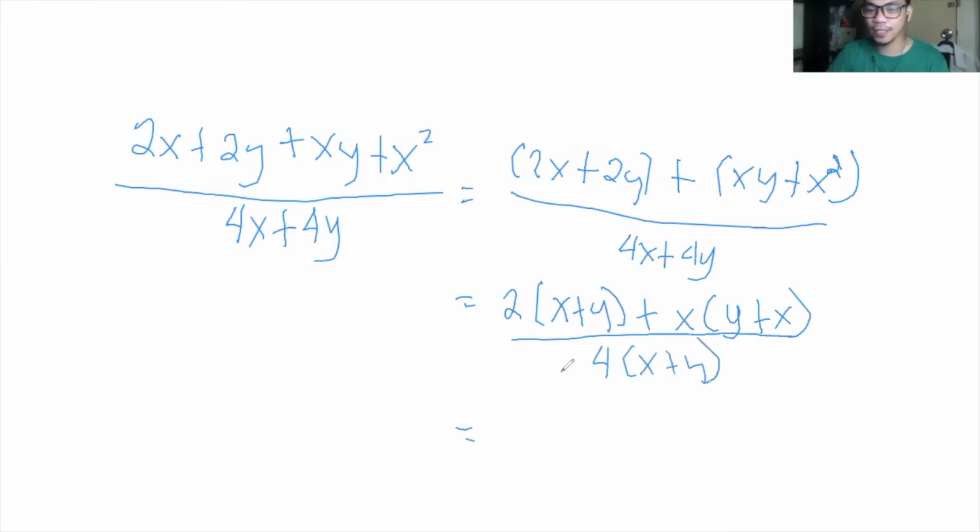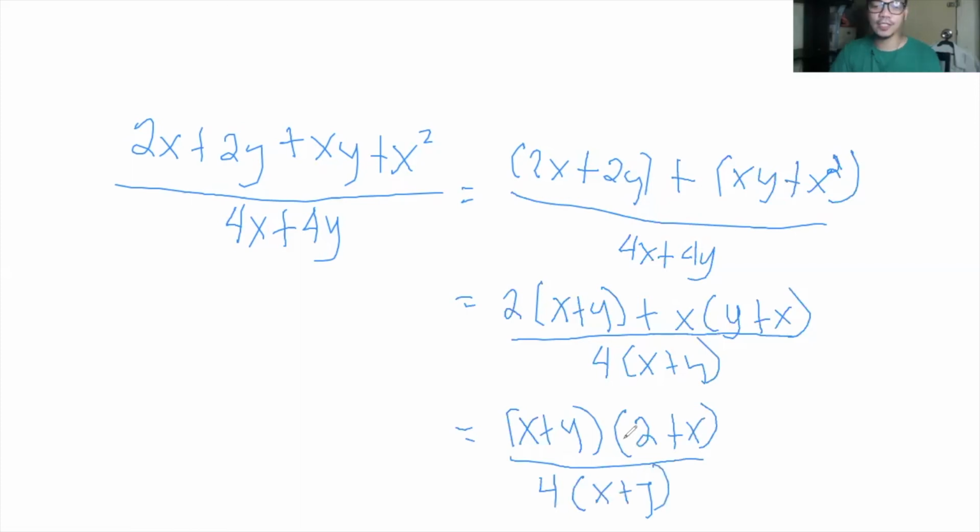We can't cancel the x plus y here because this is still an addition. We need to get the factors. If you notice in the two terms here, they have a common factor of x plus y. Take note that x plus y and y plus x are just the same. So we get the common factor x plus y, and then we divide each by x plus y, so we will get on the other factor 2 plus the remaining term, which is x, over 4 times (x plus y).